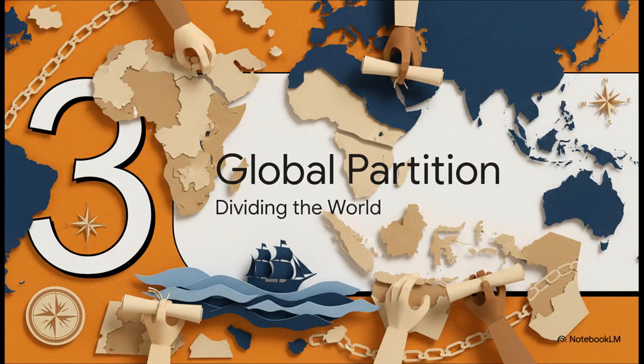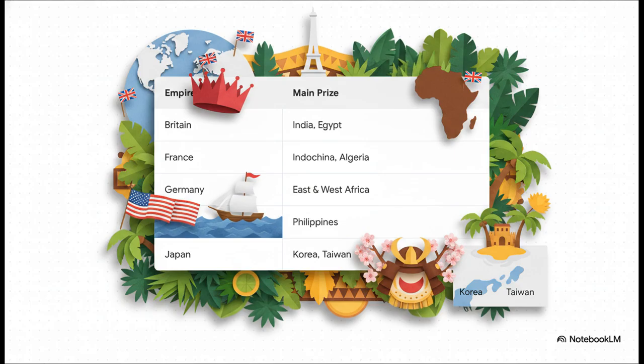Let's dive into Section 3, the Great Global Partition. By the early 20th century, an ultimate imperial leaderboard had emerged. Britain was the undisputed heavyweight champion, claiming the largest empire in human history, which included India, famously called the Jewel of the Crown. France took massive chunks of Africa and Indochina.